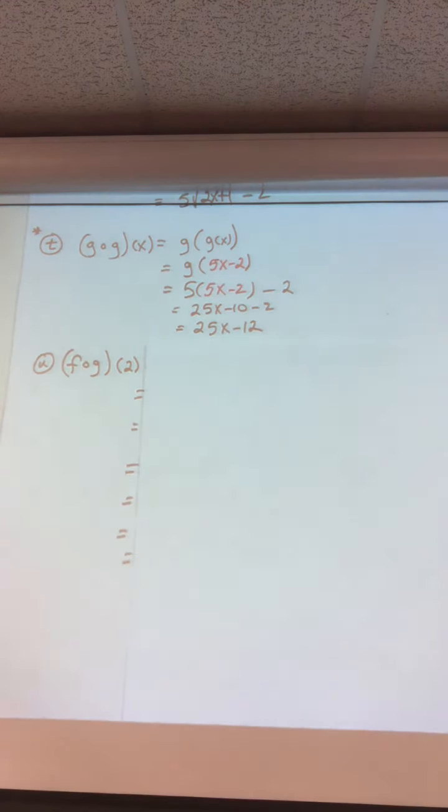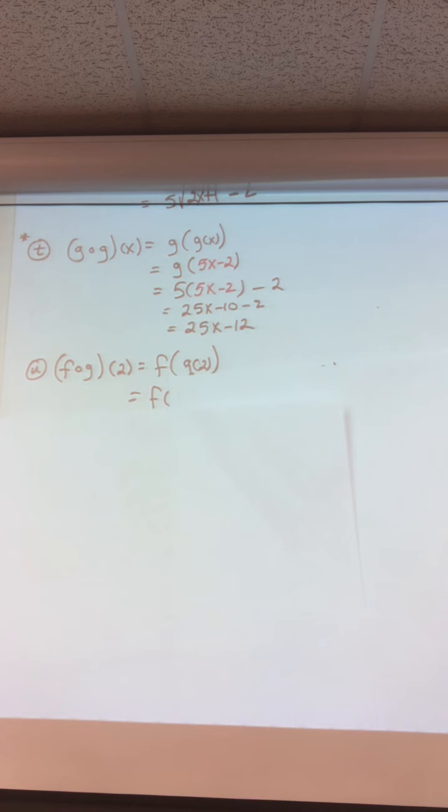F. Big parentheses. Now what goes next? G of, not X, G of what? 2. Then close your big parentheses. Now bring your F down.